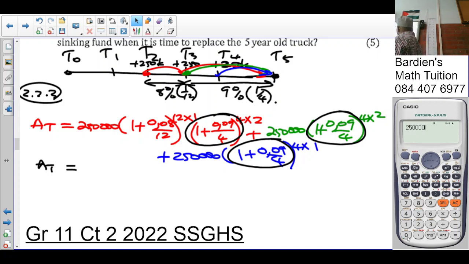So I'm going to do 250,000 into 1 plus 0.08 over 12 to the exponent 12 times 1, which is 12, times the answer, which is that in black, to the exponent 4 times 2, plus 250,000 rand, 250,000, answer to the exponent 8, plus 250,000, answer to the exponent 4.